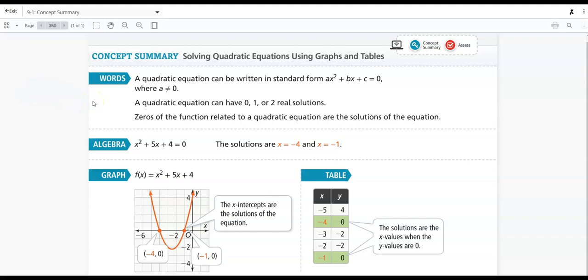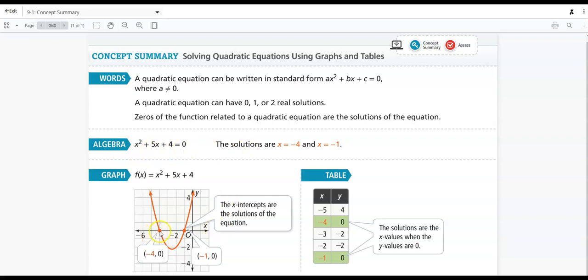All right, quick concept summary here. A quadratic equation can be written in standard form where a is not 0. A quadratic equation can have 0, 1, or 2 real solutions. Zeros of the function related to a quadratic equation are the solutions of the equation. In algebra, you have an example here where this quadratic function is made equal to 0 to make it a quadratic equation, and its solutions are -4 and -1 because those are numbers that when I plug in, so when -4 is replaced for x, and -1 is replaced for x, they equal 0.